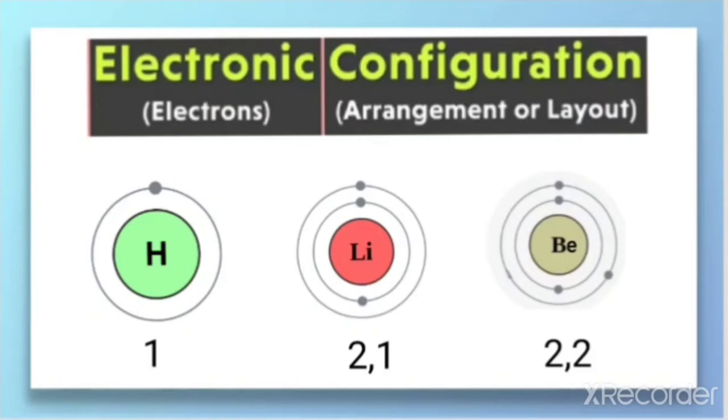In order to write the electronic configuration, first you need to make the atomic structure. Once the atomic structure is made, you can write the number of electrons in the first shell and then the number of electrons in the second. Let us try some more examples.